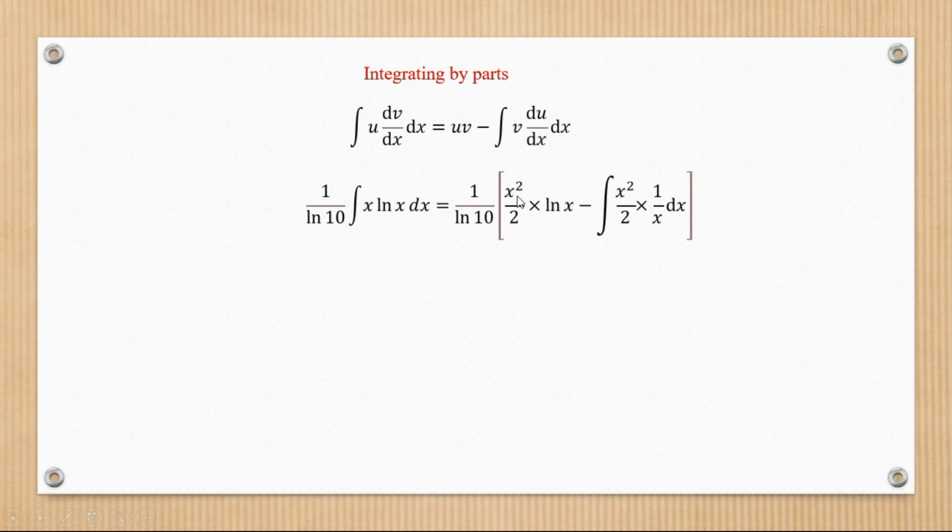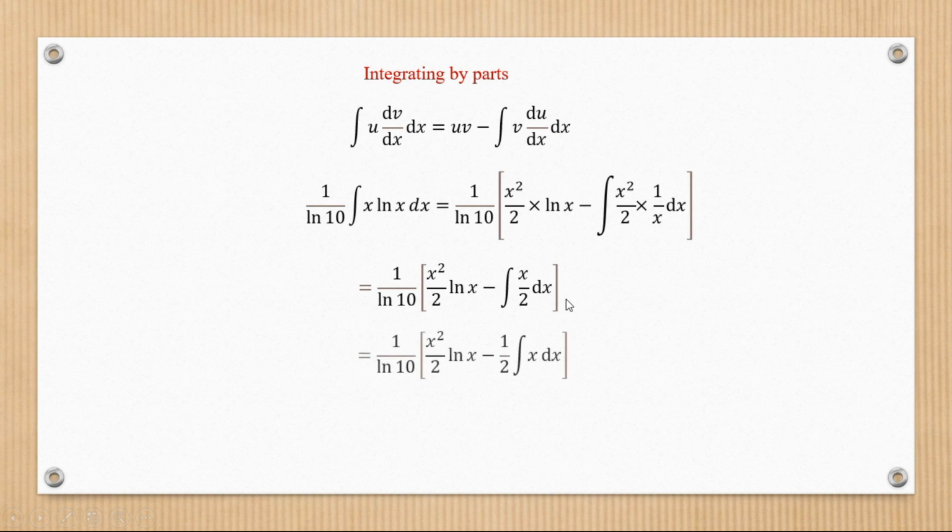Now our uv values: remember we let u be ln x, and this was the value we got for v, so it's x squared over 2 times ln x minus the integral of, now here we have x squared over 2, which was the value of v that we got, times du/dx, which was 1 over x, then dx right there. So as you can already see, this and this reduce and we'll be left with the integral of x over 2 right here. Then here we'll have x squared over 2 ln x, and this is what we have right there.